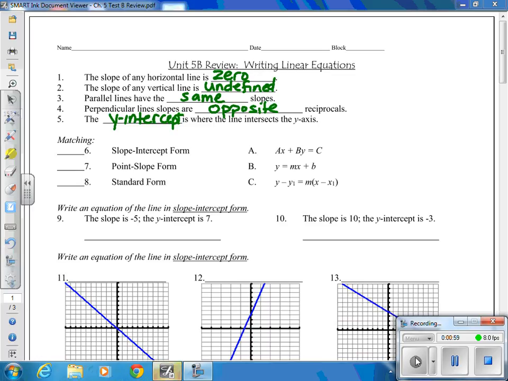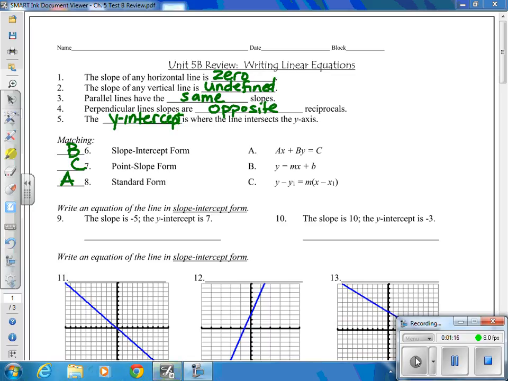For numbers 6, 7, and 8, you are matching the formula to its form name. So for number 6, slope-intercept form is letter B, y equals mx plus b. Number 7, point slope form would be letter C. And number 8, standard form would be letter A. You must know those formulas and you must know their names.